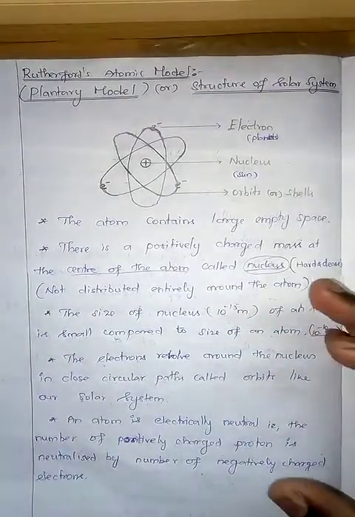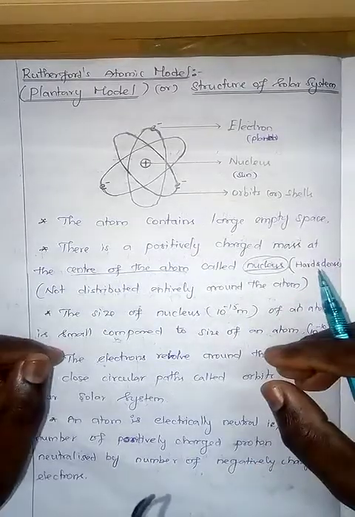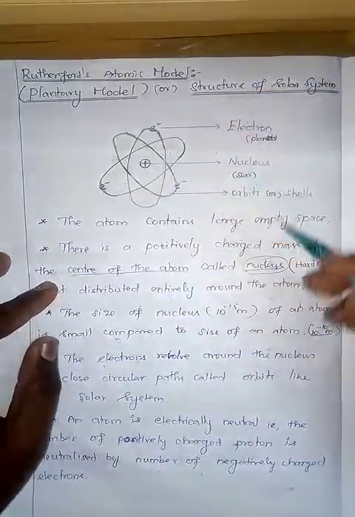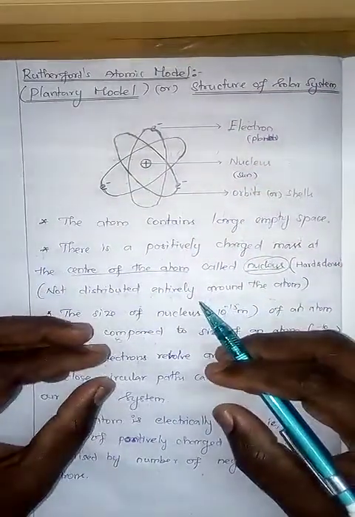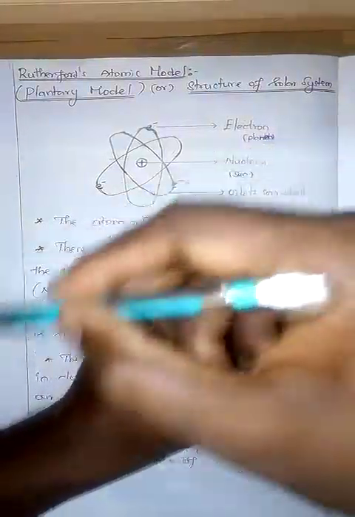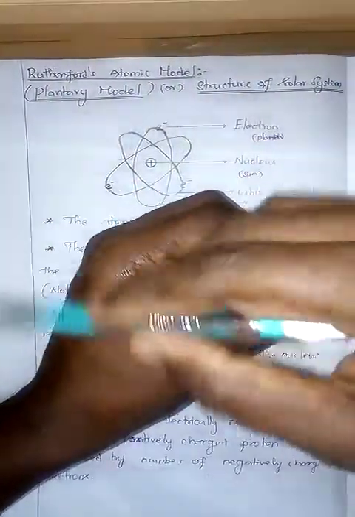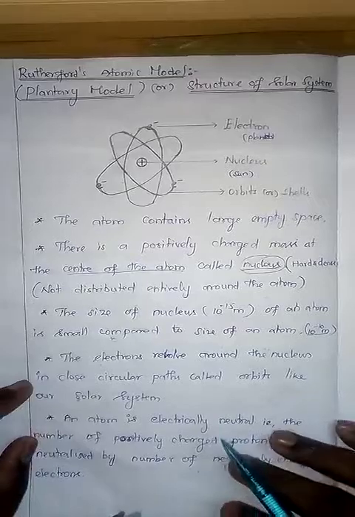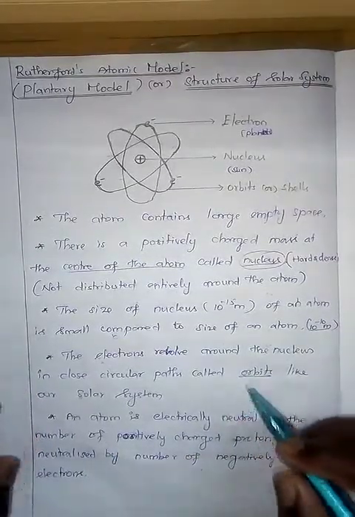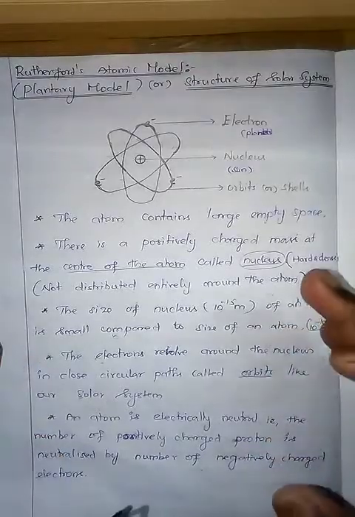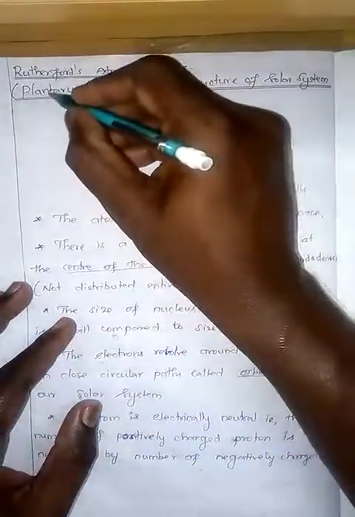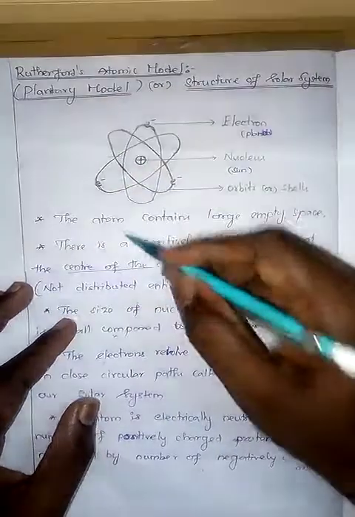What is the role of electrons in the model? The electrons are revolving in closed circular paths, he said. If the nucleus is here, the electrons revolve like this. These circular paths are what we call orbits or shells. Look at this. This model resembles our solar system, right? Because it is a planetary model, remember, planetary model.